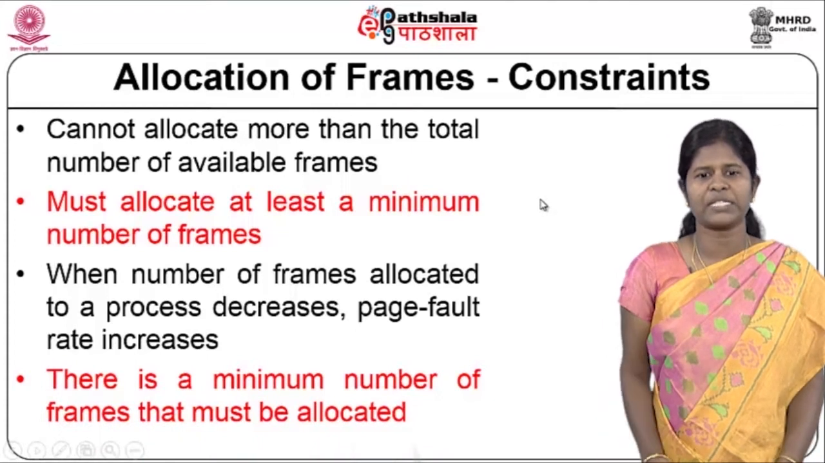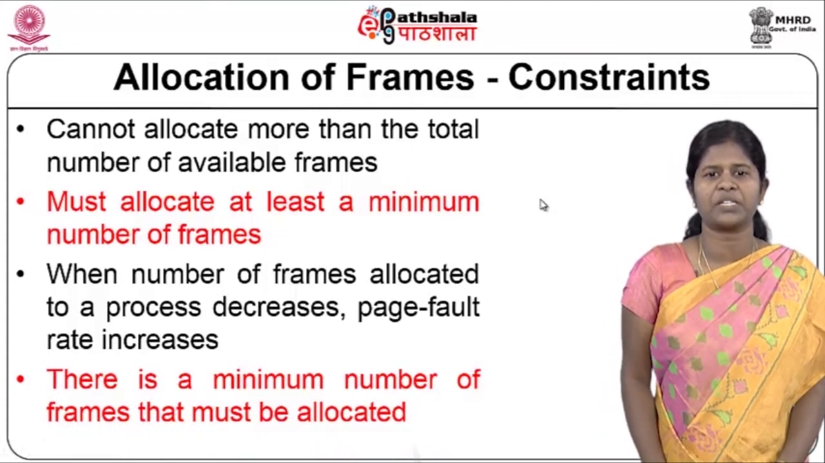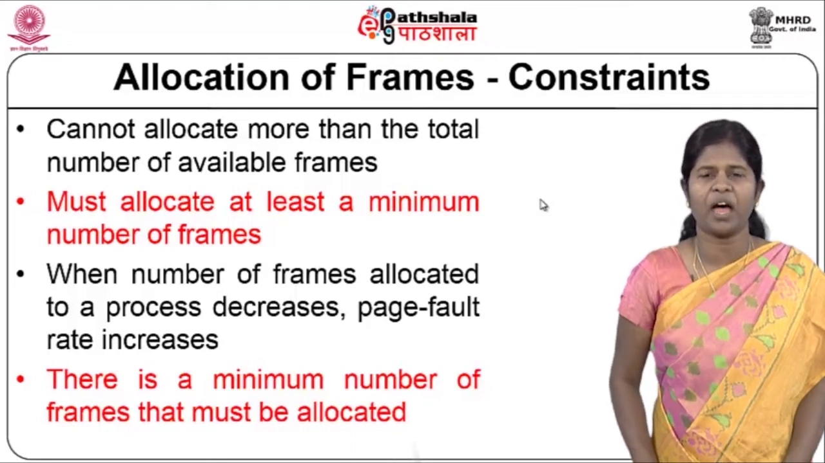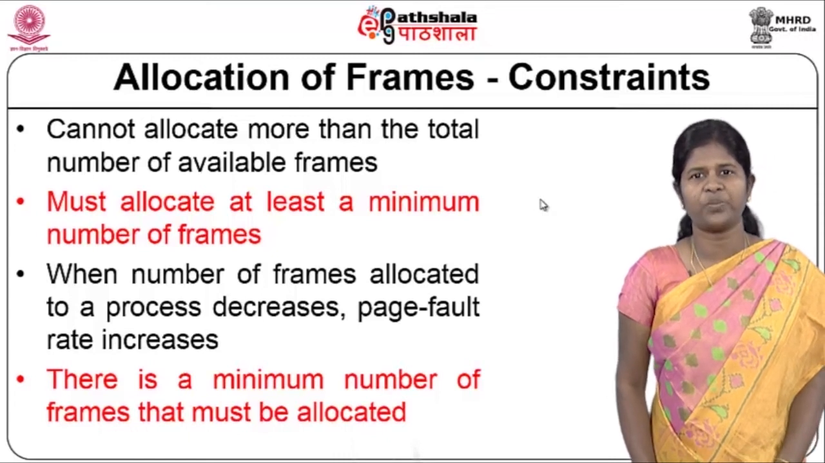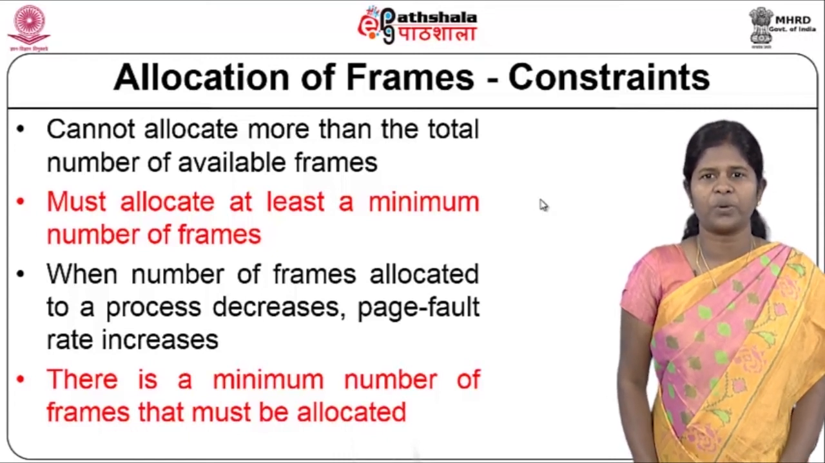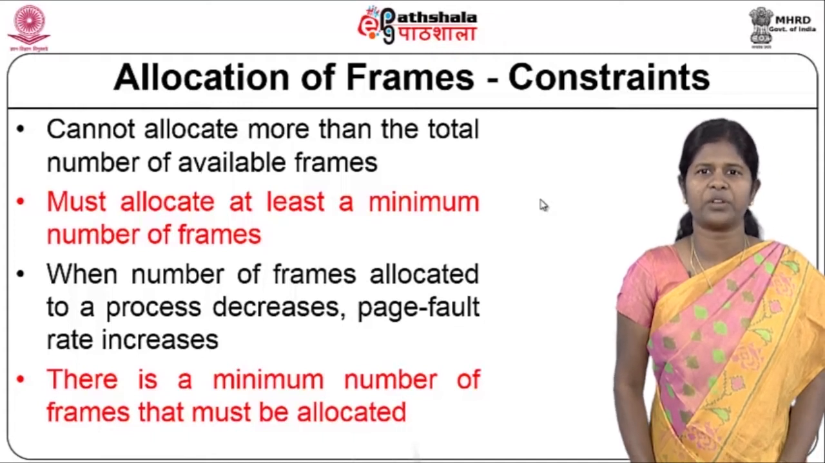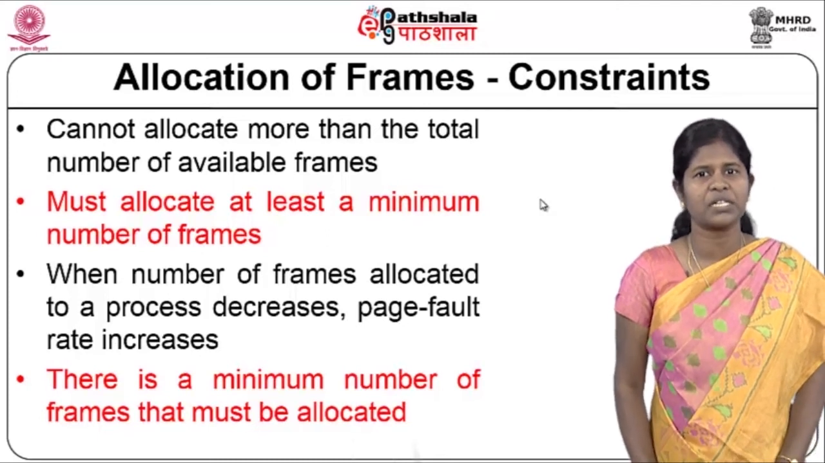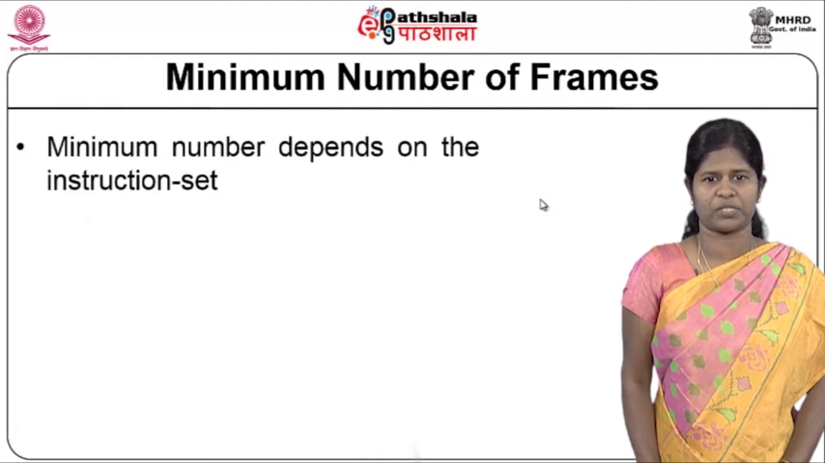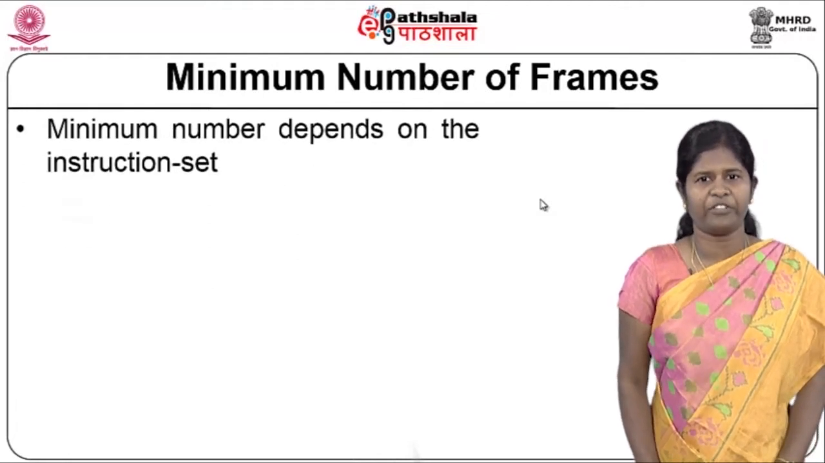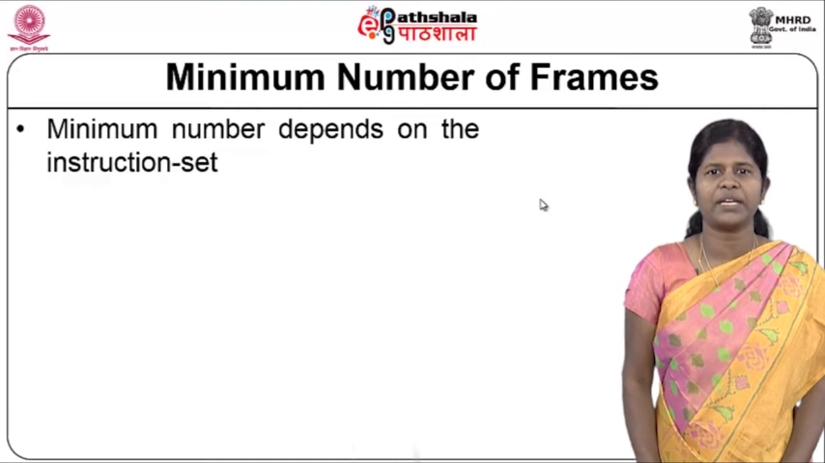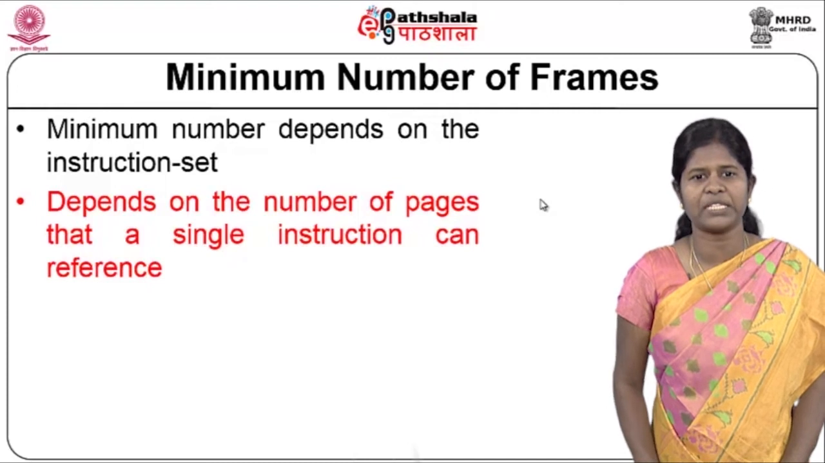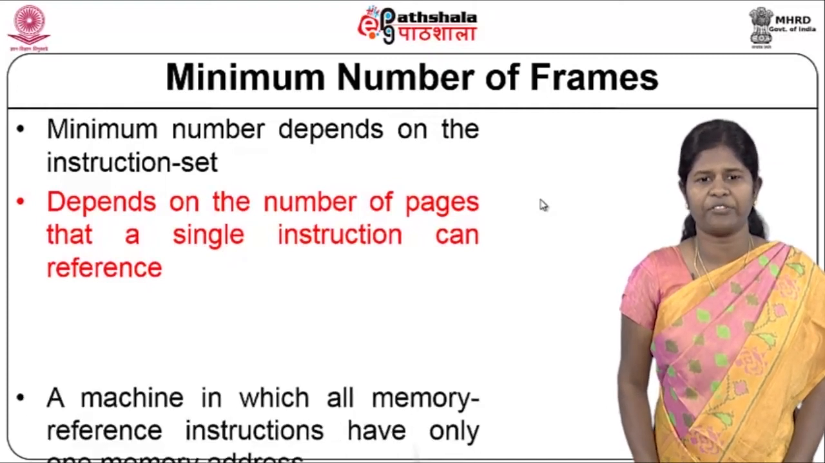What we need to understand is that there is a minimum number of frames that needs to be allocated for each process. This depends on the architecture of the system, and it will vary from architecture to architecture. For a process to execute even one instruction, some minimum number of pages may need to be allocated for that process. This minimum number of frames depends on the instruction set, that is, on the number of pages that a single instruction can reference.